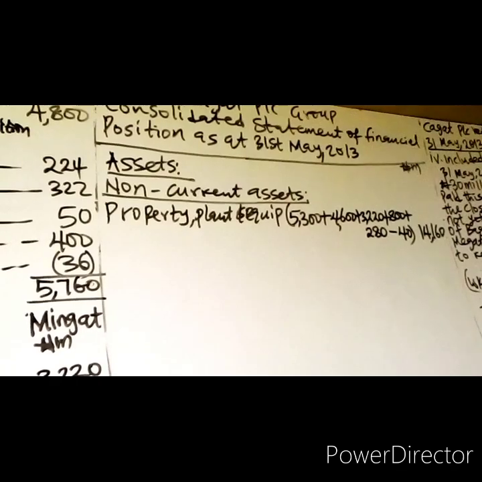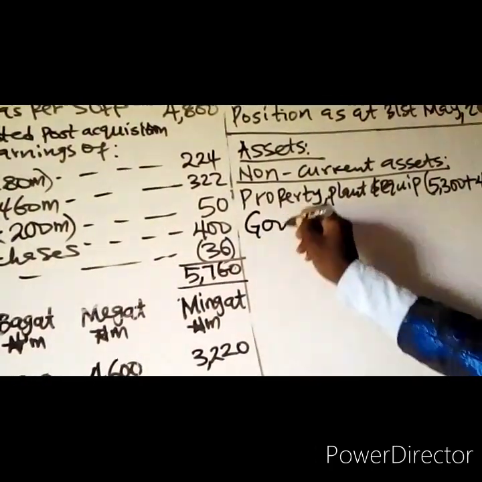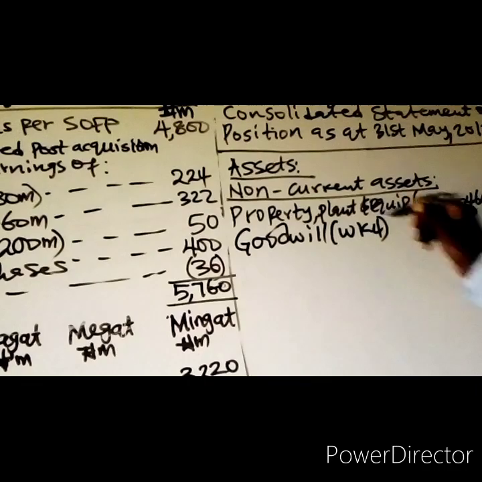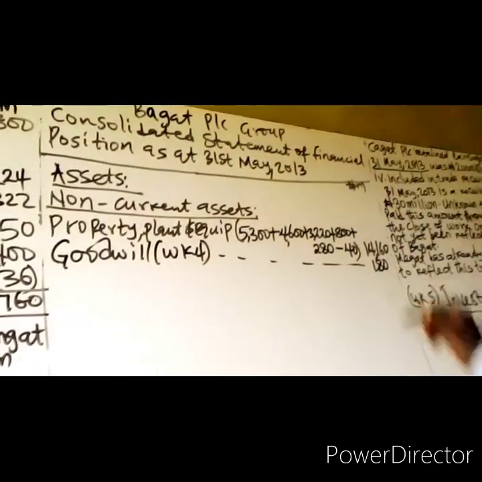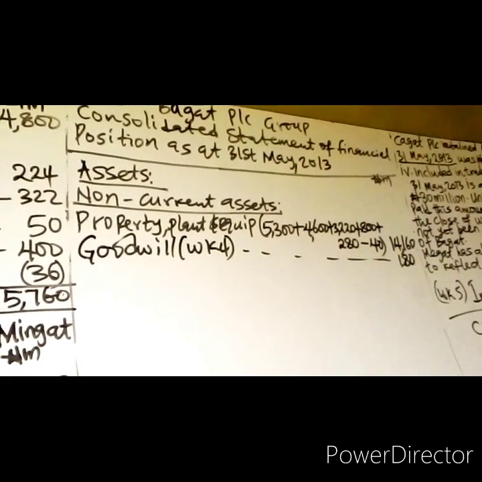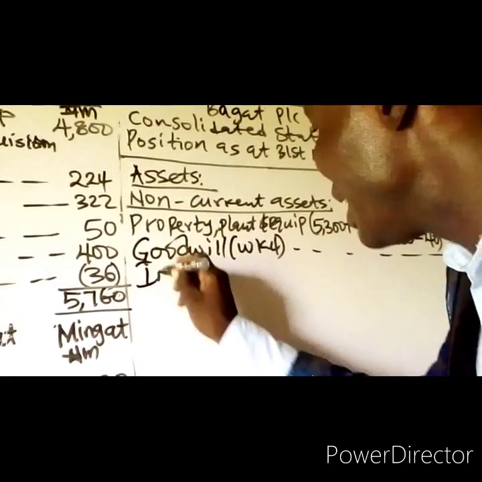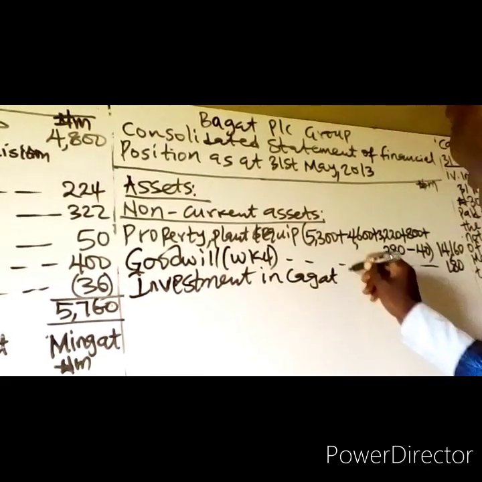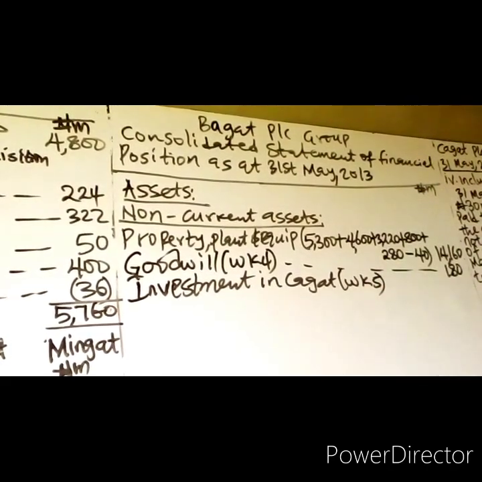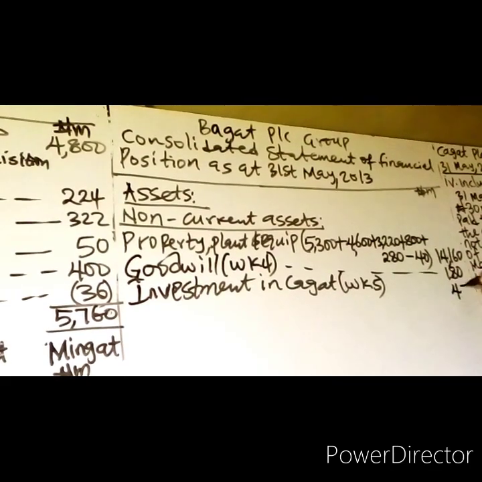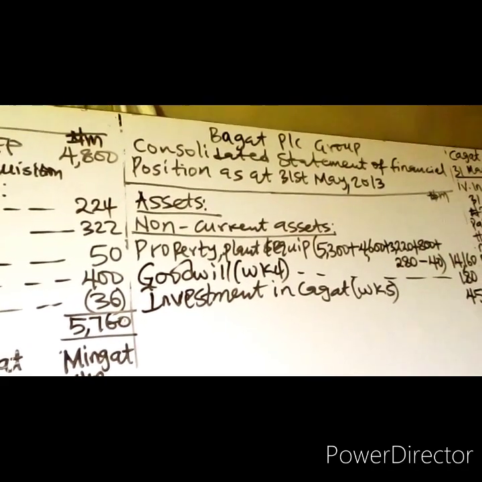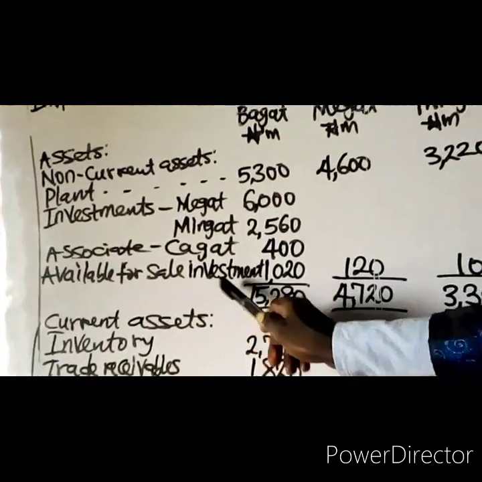Then on acquisition of Mingat, we had goodwill of 180. That is from our working for goodwill. Then we also have investment in Kagat, which is the associate, that is working 5. Investment in associate of 450. Then we also have available for sale investment.